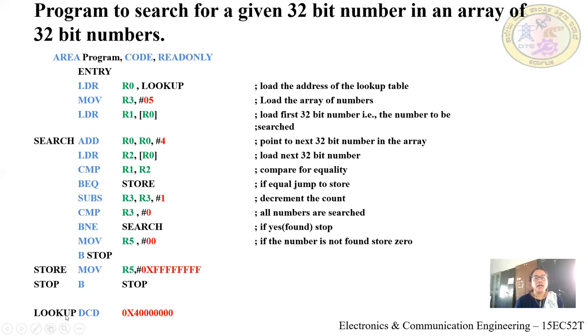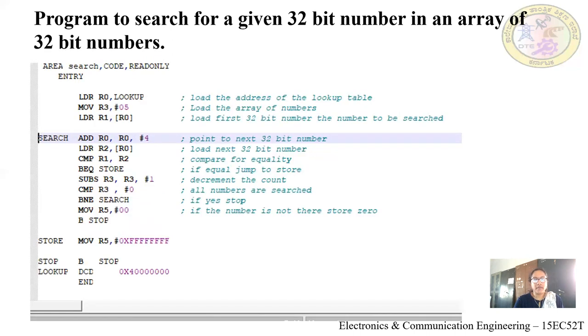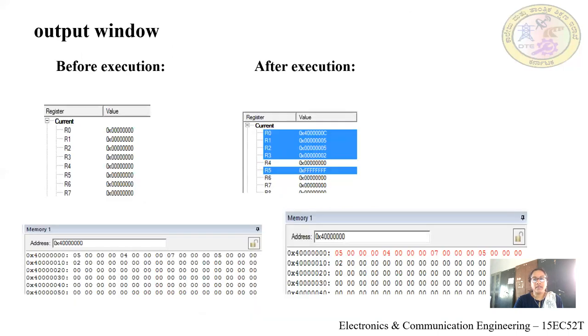So this is the lookup address. Starting from this memory location, the array elements are stored. The first element is the number to be searched, and the consecutive numbers are the elements in the array. Fine. So this is how it looks when we type the program. We can see here, 5 is the number to be searched, and the array elements are 4, 7, 5, 2.